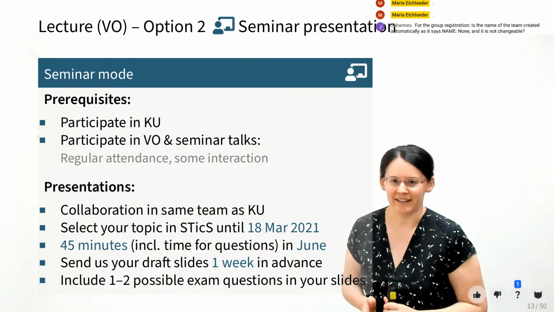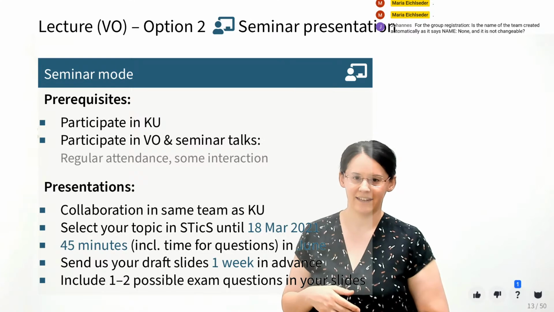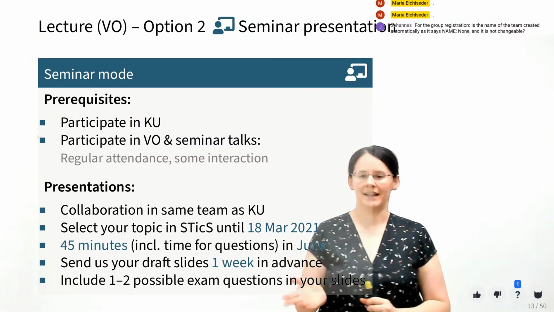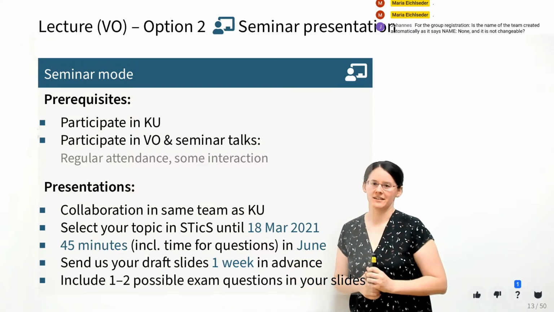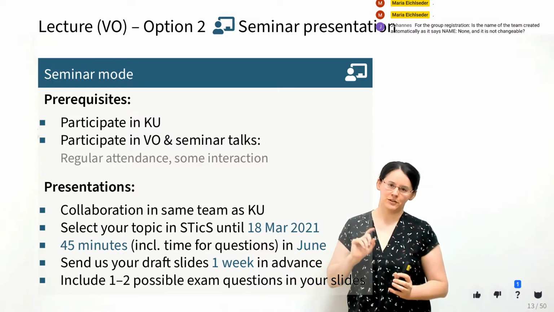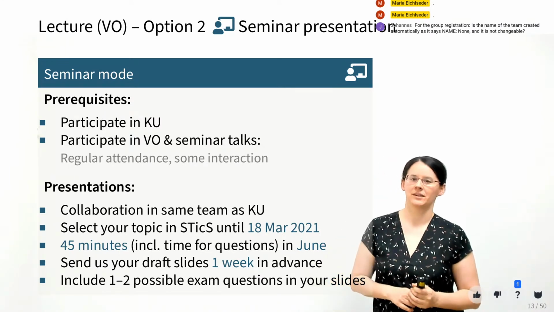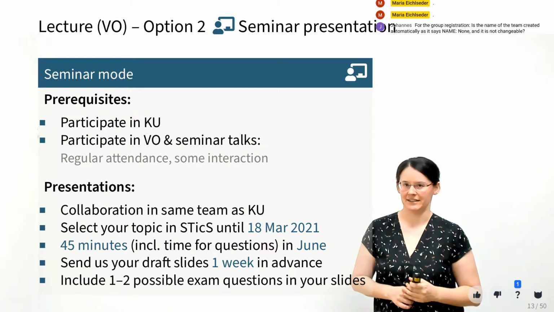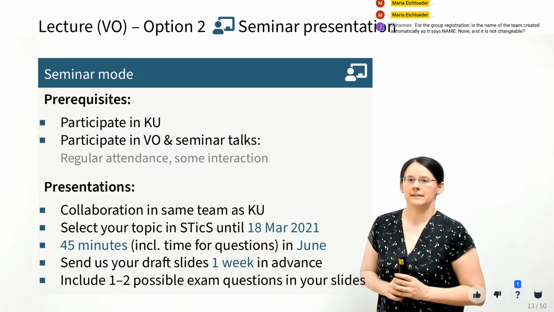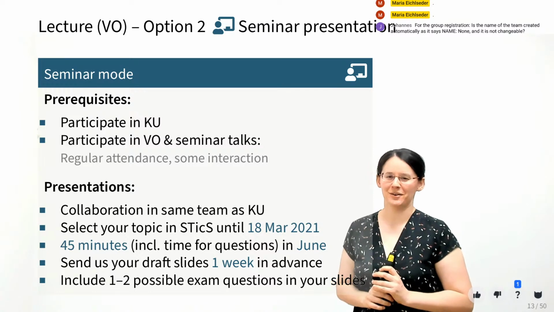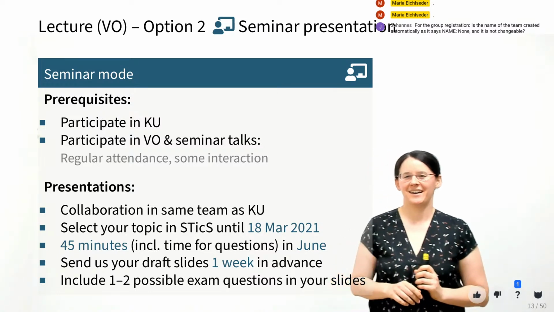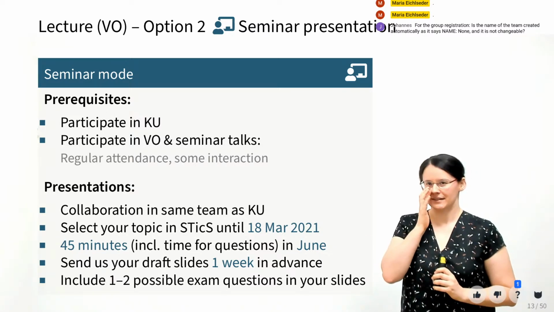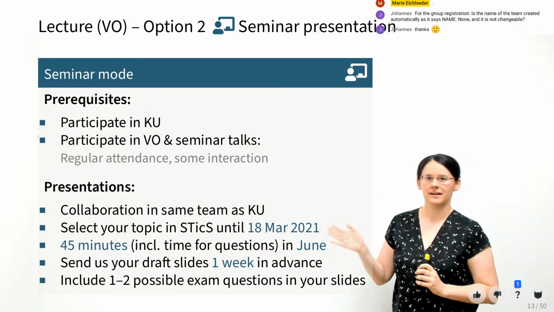There is a question, yay, let's see. For the group registration, is the name of the team created automatically as it says name none? Yes, the team name is created automatically, but it's only set once you send your request to create a team. So it says none, and when you click to create it, you should get an ID assigned. I see people already know who they want to team up with, or that they want to do it alone, I don't know. Back to the seminar.